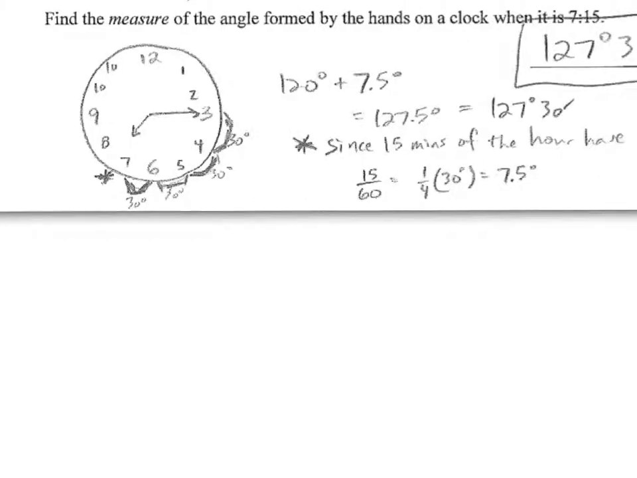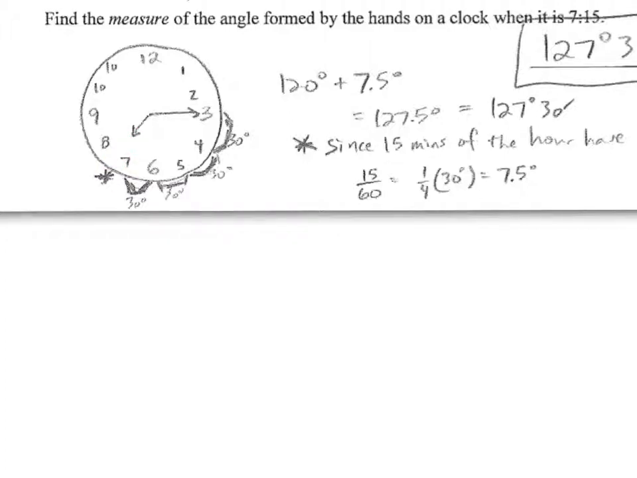Finally, if you're interested in the bonus, here's the question, and here's a brief explanation. You're asked to find the measure that's formed when the clock reads 7:15. So there is a tremendous drawing of a clock, and you'll notice the minute hand is on the 3, the hour hand not quite on the 7. We'll get to that in a minute.